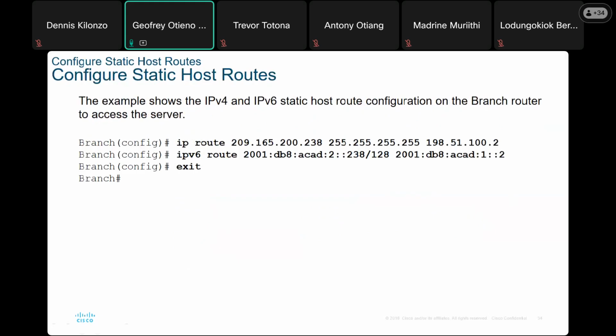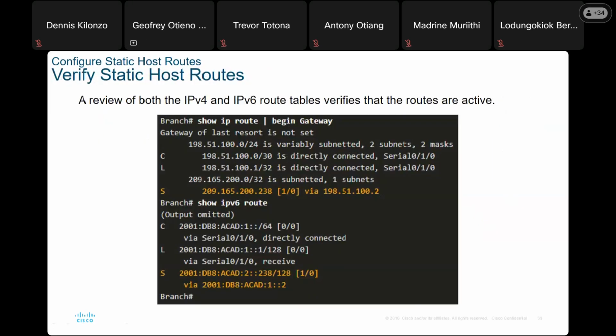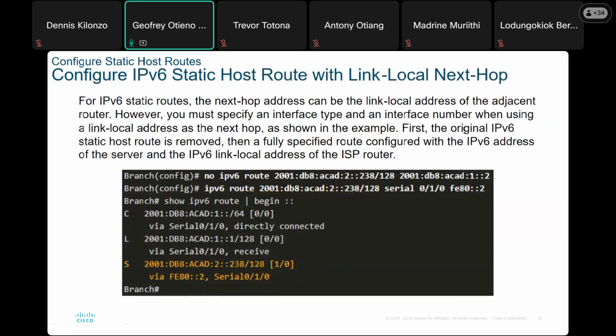So that's that. Then, if you confirm, you'll find that yes, it is the host route. It has been added, but as static. Host route added as static there. So a review of both IPv4 and IPv6 tables verifies that the routes are active, as you can see. All of them being added for both IPv4 and IPv6 via the next hop. I can get to you via the next hop. That's the point there.